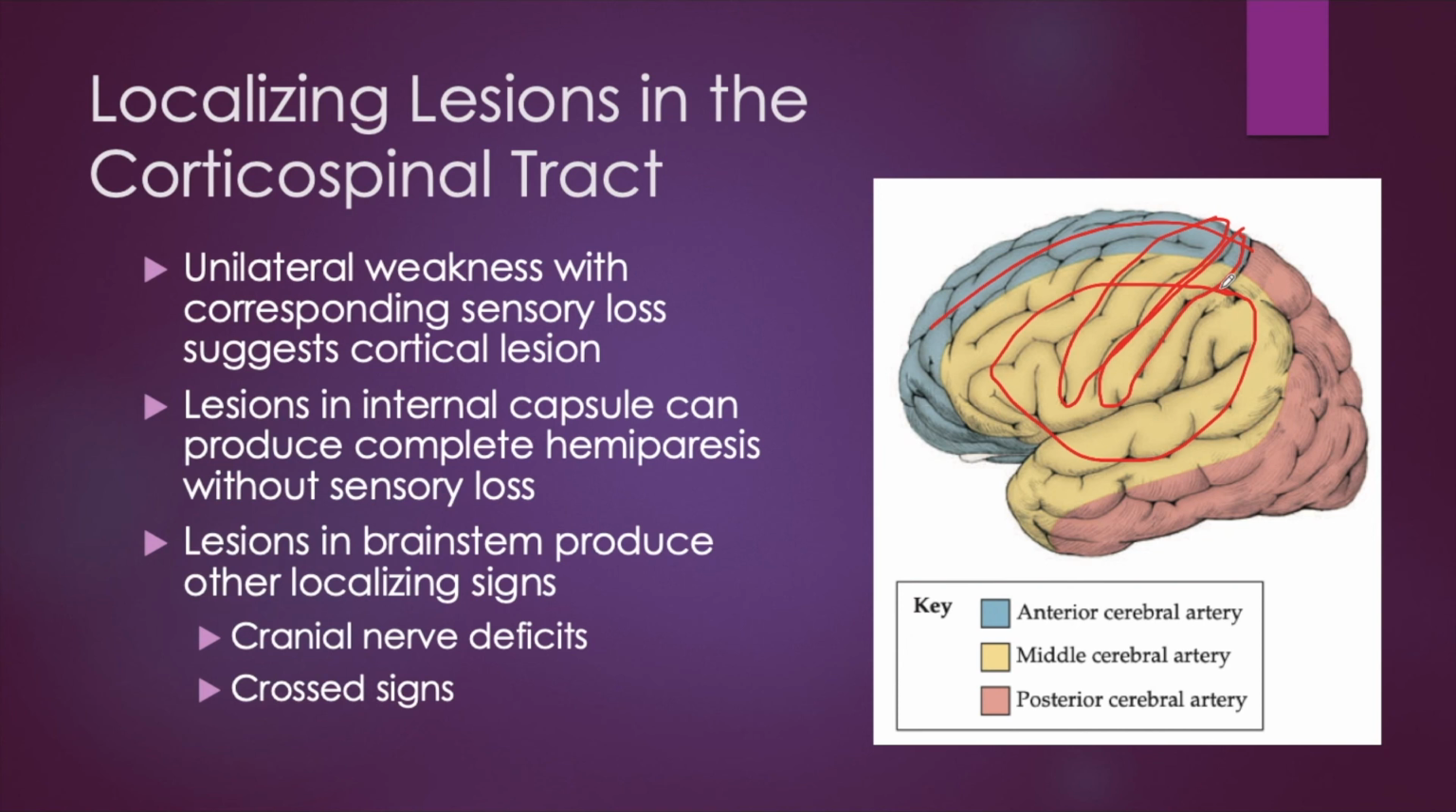The posterior limb of the internal capsule is more tightly packed, so lesions there can produce complete contralateral hemiparesis of the face, arm, and leg, potentially without any sensory loss. If a lesion occurs in the brainstem, it tends to produce signs that suggest brainstem involvement, such as cranial nerve abnormalities like problems with dysconjugate eye movements, or cross signs, which is when there is weakness or sensory loss on one side of the face and weakness and sensory loss on the other side of the body.